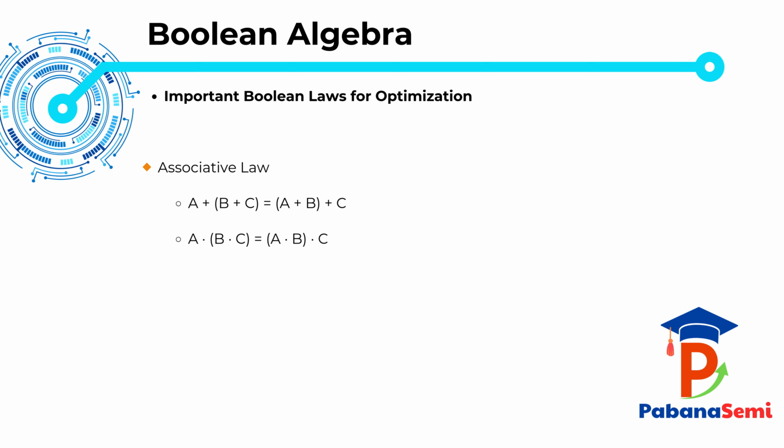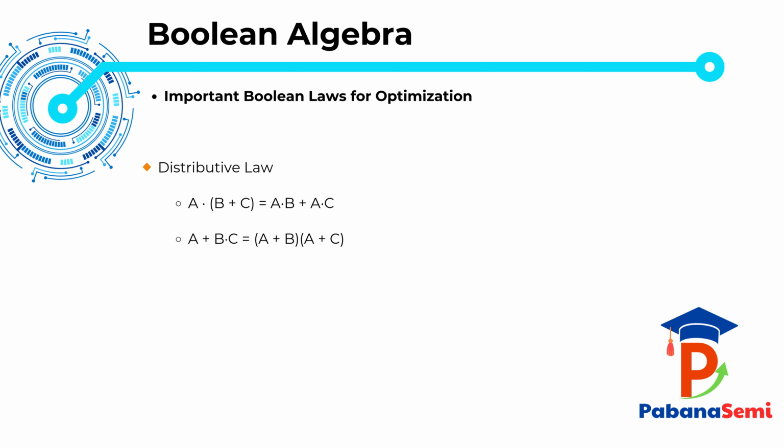Similarly, for the AND operation, A dot B dot C is equal to A dot B dot C. Again, the grouping can be rearranged, and the result stays the same. So in associative law, the brackets can move, but the operator must remain unchanged. This law is incredibly useful when simplifying complex Boolean expressions, because it allows us to regroup terms easily during logic optimization. Now let's delve into the distributive law in Boolean algebra.